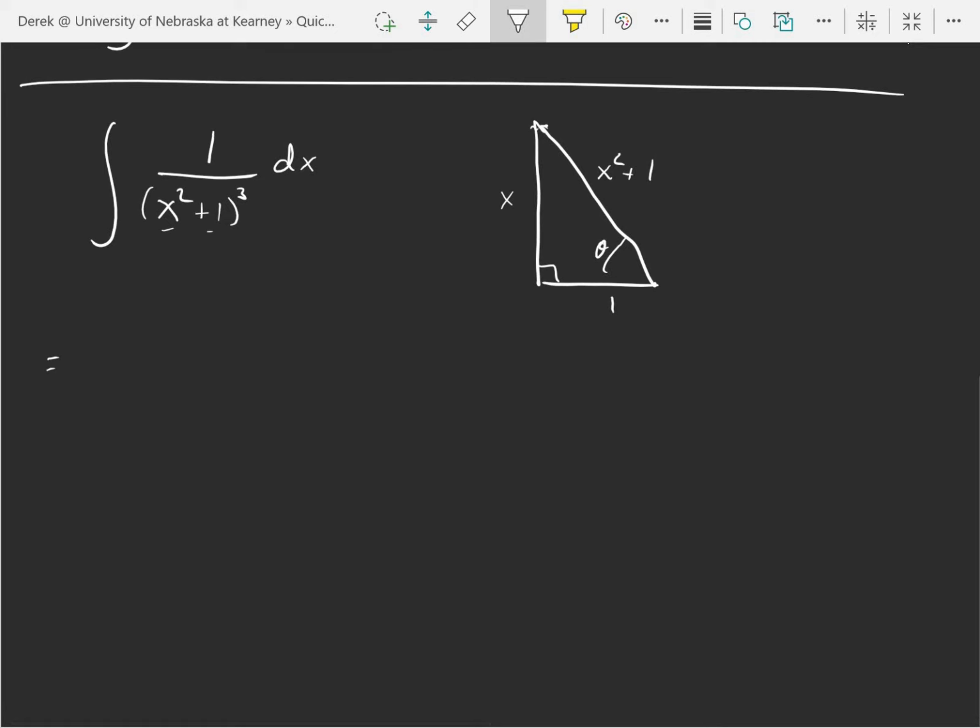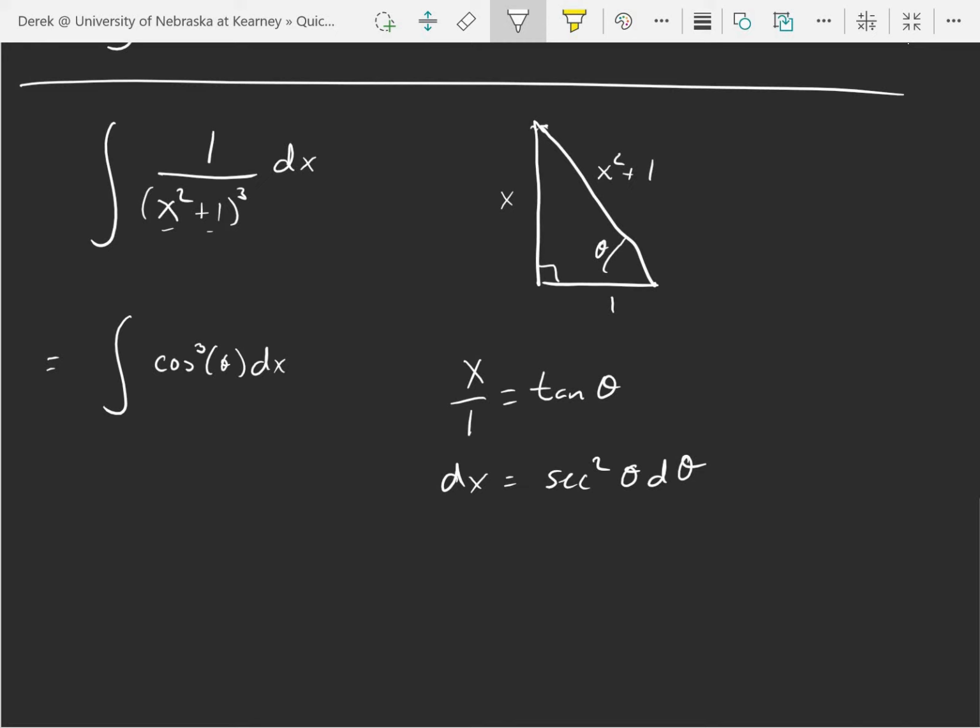Okay, so what do I have here? This is equal to the integral of 1 over (x squared plus 1) cubed. That's the adjacent over the hypotenuse cubed. That's the cosine cubed of theta, and I've still got a dx. So I have to deal with that somehow. How do we deal with it? Well, x over 1 is equal to the tangent of theta. That gives me that dx is equal to the secant squared theta d theta.